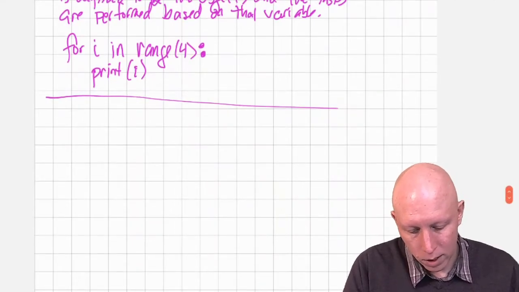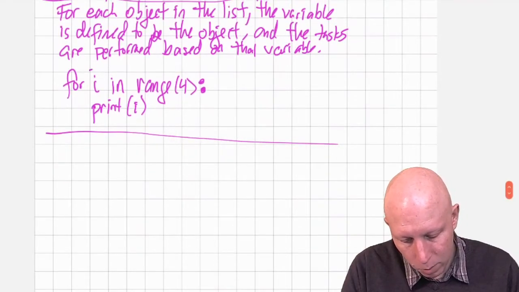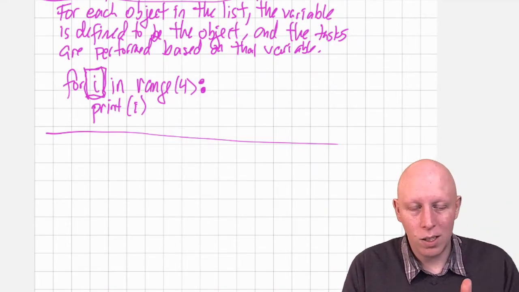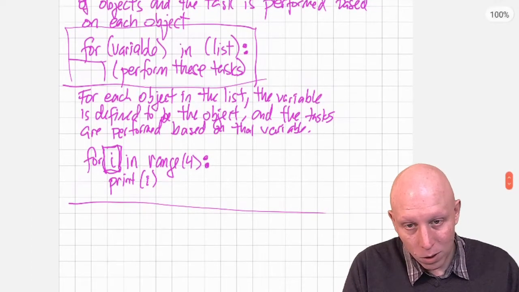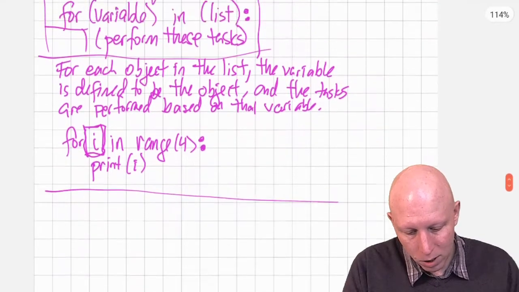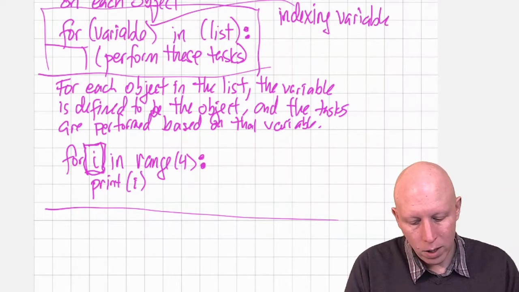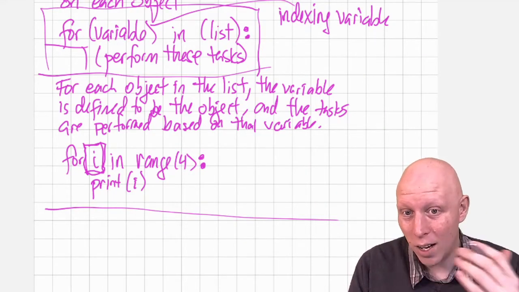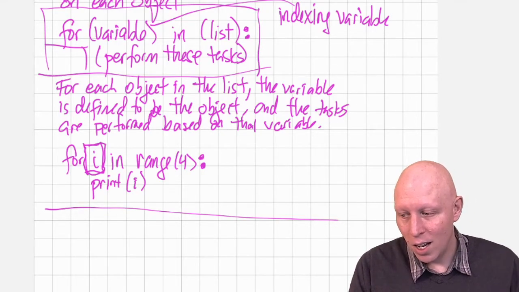So the for loop does this. It says, okay, here's our variable, i. We could have called it anything. I choose i because I'm a mathematician. This variable right here is called an indexing variable. And so that's why I call it i. Mathematicians like to use i to represent the index, and increment a value i.